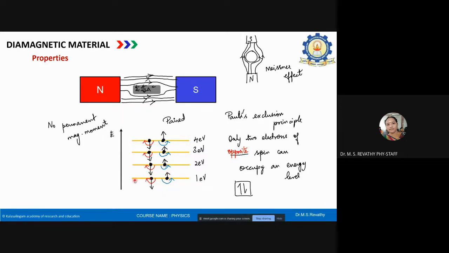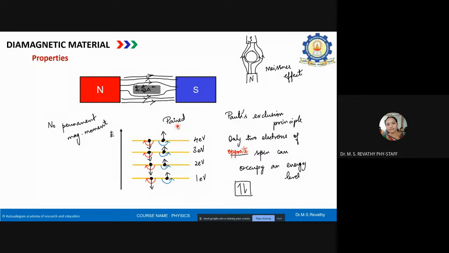Just look upon the energy state of the level 1 electron volt. The energy of the electron is 1 electron volt. Okay, so here the electrons are paired. In the first energy level, the electrons are paired. In the second energy level, the electrons are paired. Third, paired. And fourth, also paired. Since the electrons are paired, there is no unpaired electron which could contribute to the permanent magnetic moment. Hence, we say in diamagnetic material, there is no permanent magnetic moment.